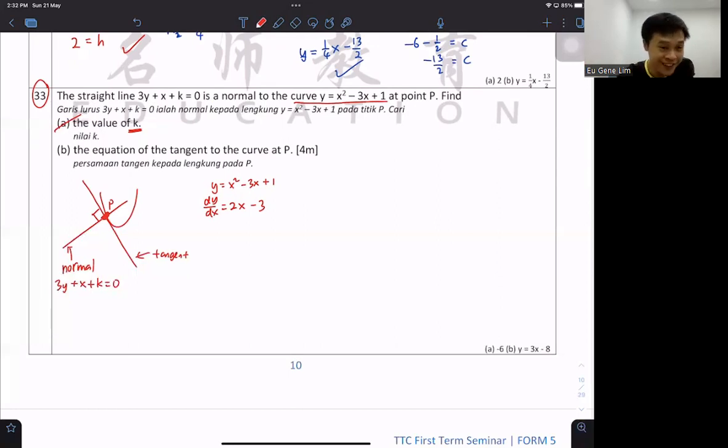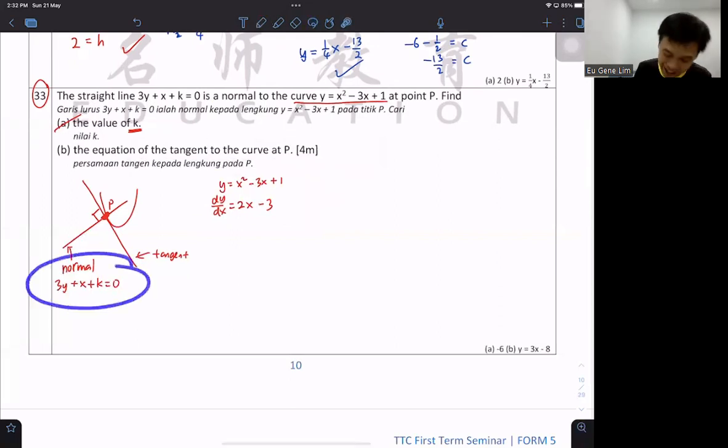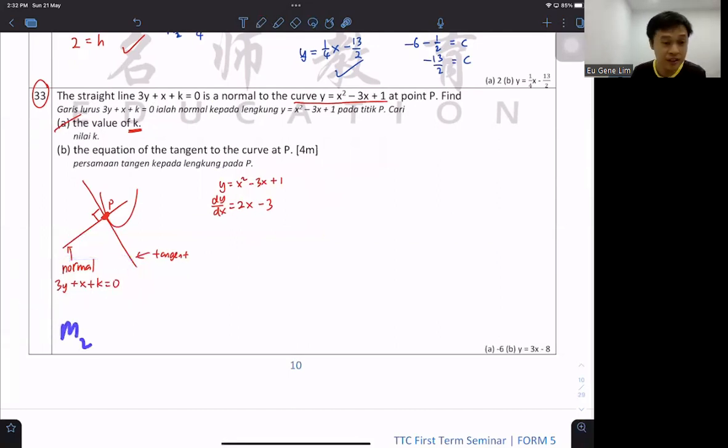Then how to continue? Now go and find the gradient first. Because if you find the normal gradient, you know m2. If you know m2, you can find m1. If you know m1, you can sub into dy/dx. Understand? Okay, let's do it.